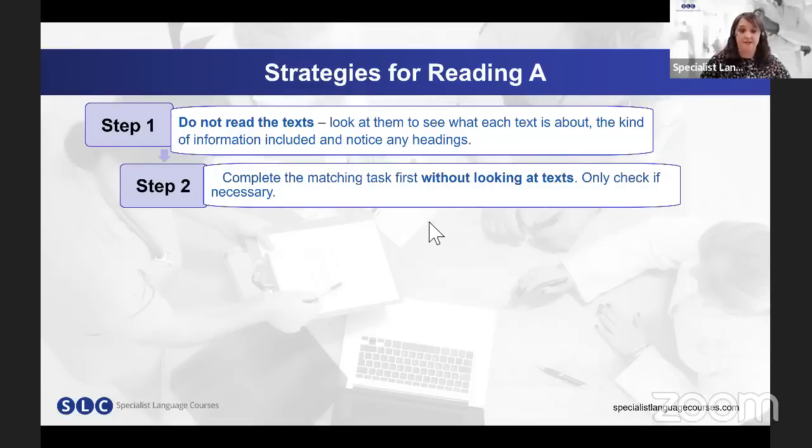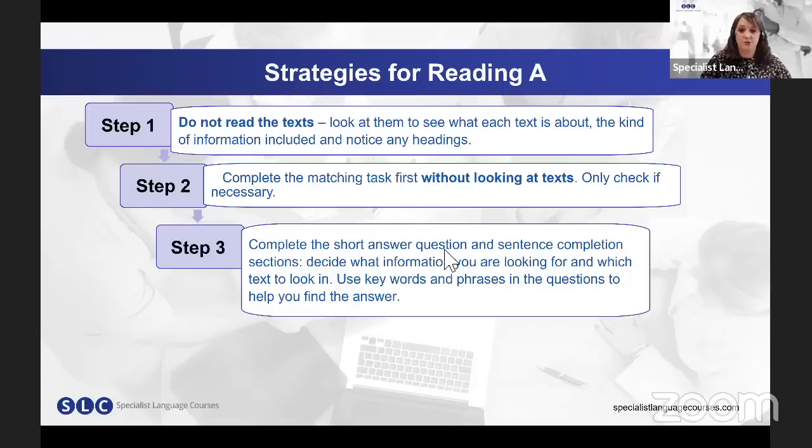So check if necessary. So then step three, you move on to short answer questions and sentence completion questions. Now here, you need to decide what information you're looking for and which text to look in, and then use keywords and phrases in the question to help you find the answer. Now, it's important to remember you have 15 minutes. So if you cannot find the answer to a question, don't get stuck. Move on to the next question.